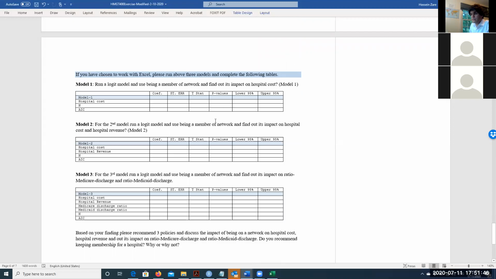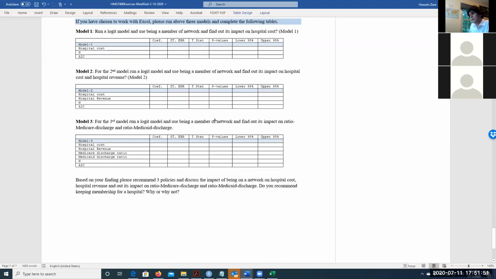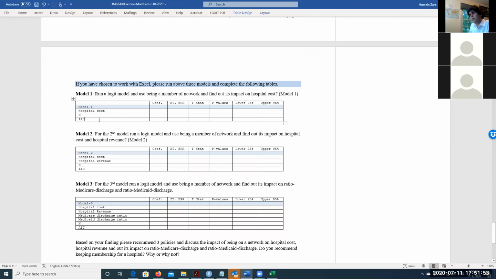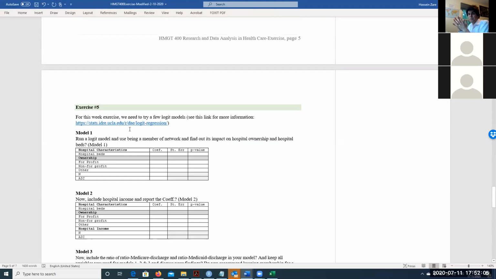And exercise 5 is still the same for the Excel users. Because Excel doesn't report the AIC, you can report the R square for this too. So this is the point for exercise 5. Okay, that was everything about exercises 3, 4, and 5. Do you have any questions for the exercise?